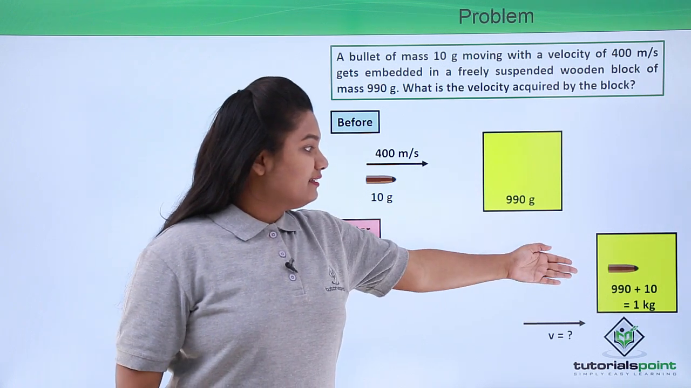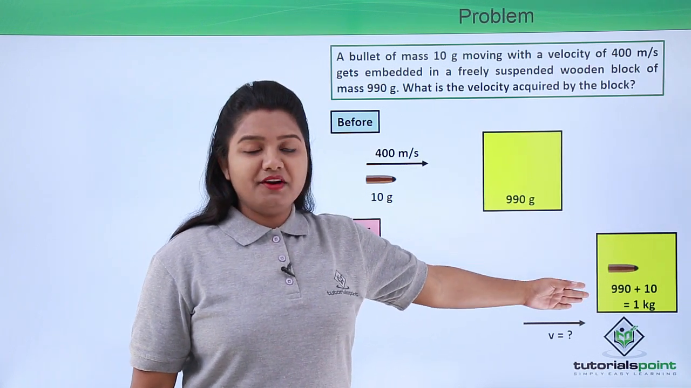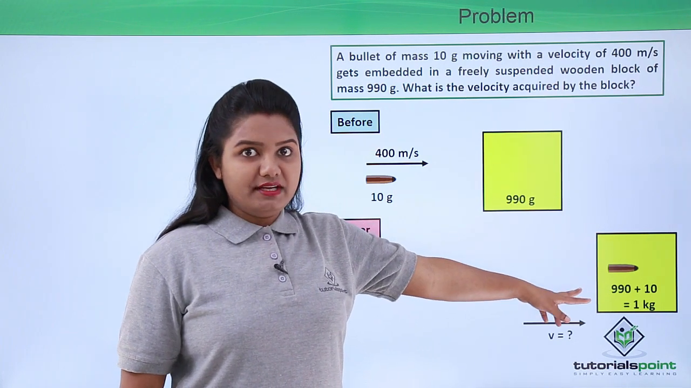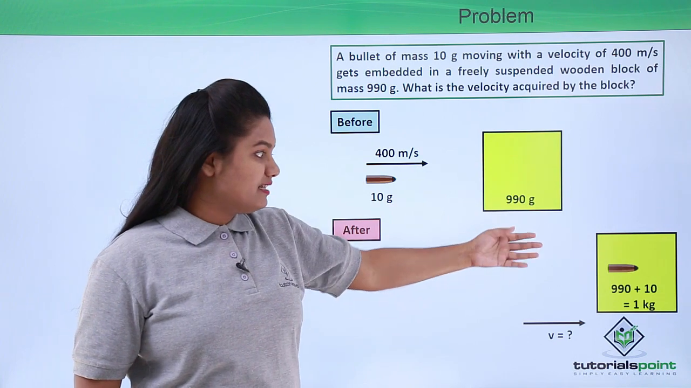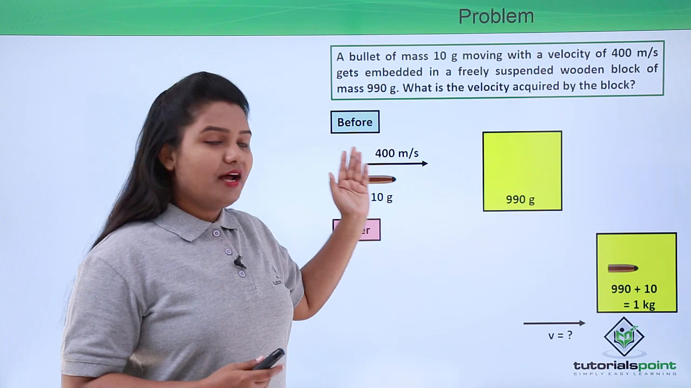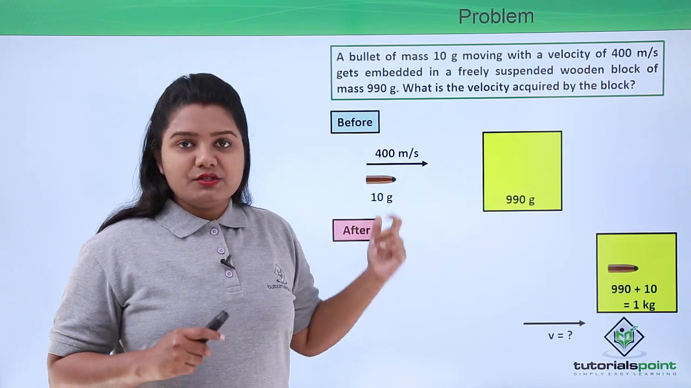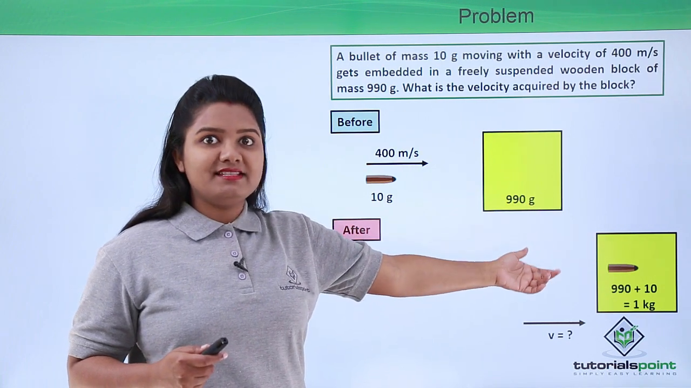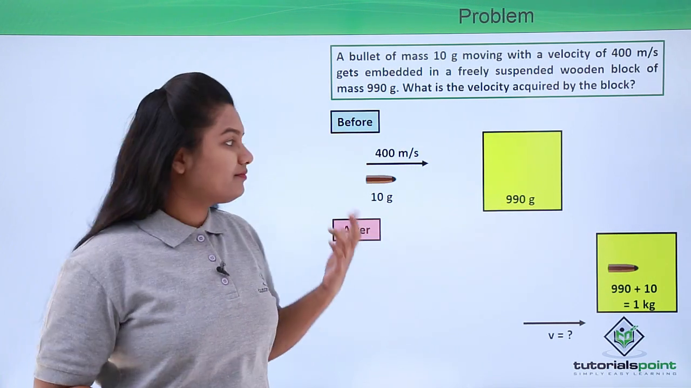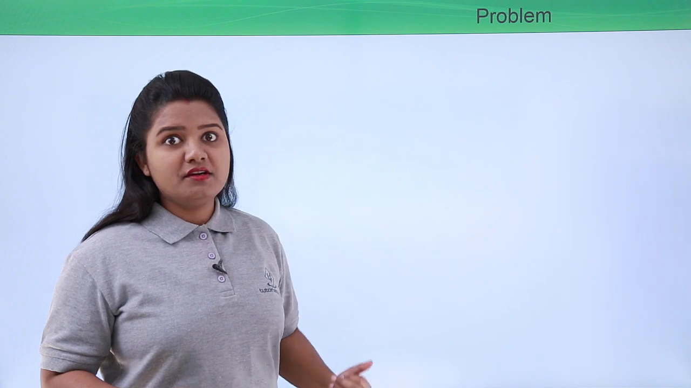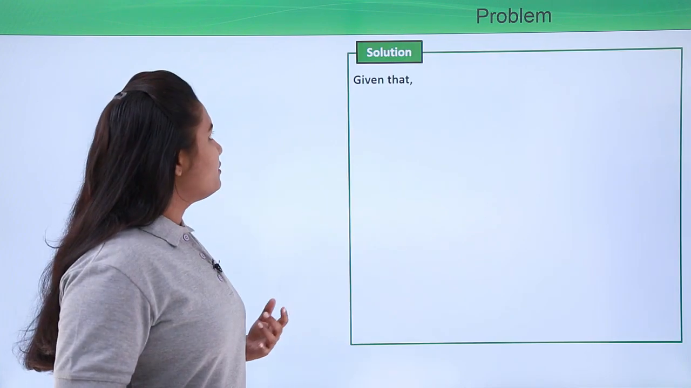So here we see that the combined mass of this body is the mass of the block plus the mass of the bullet, which is 990 grams plus 10 grams, which is 1 kg. So this diagram depicts the situation of the problem. Now let us find out the velocity of this wooden block which has a bullet embedded into it. We will be using the law of conservation of momentum to arrive at the velocity of the block after collision. So let us do that.